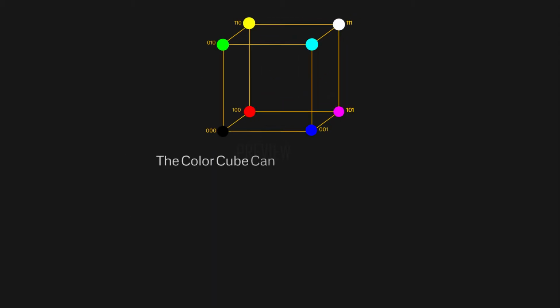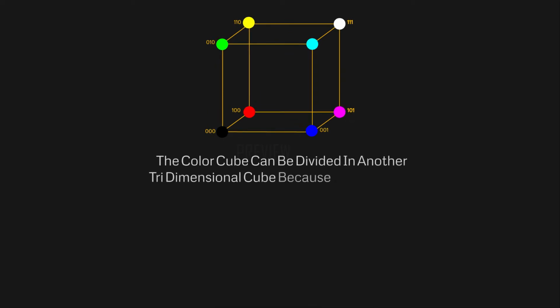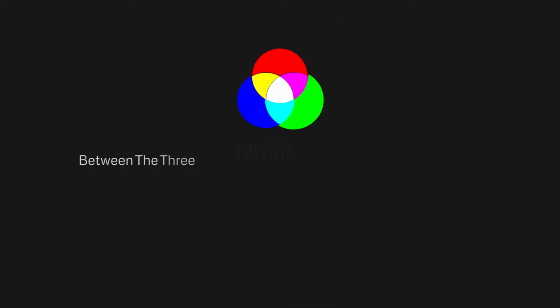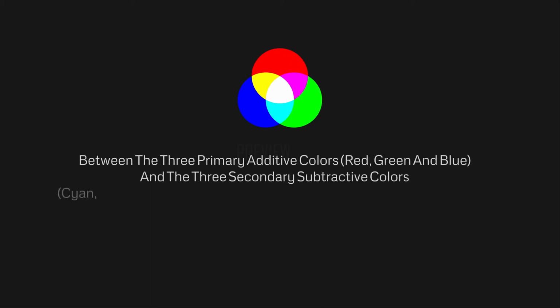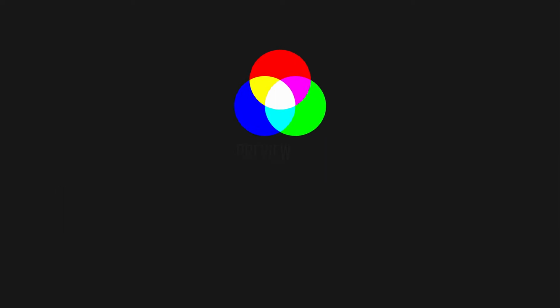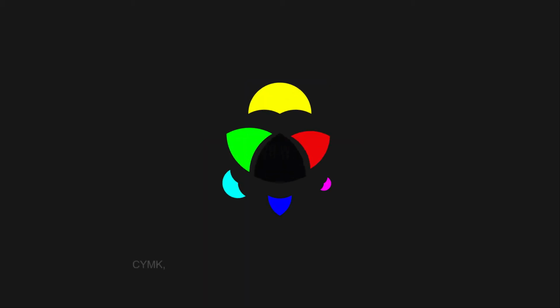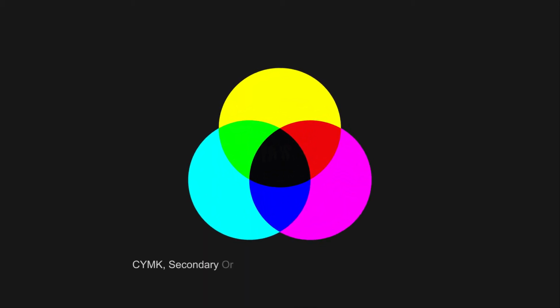The color cube can be divided in another tridimensional cube because all the colors in the world can be obtained from the three primary colors and their opposite secondary colors. Between the three primary additive colors, red, green, and blue, and the three secondary subtractive colors, cyan, yellow, and magenta, all the colors in the world can be obtained. RGB, red, green, and blue, are called additive colors because a higher saturation of these make the color darker. On the opposite, CMYK, cyan, magenta, and yellow, are called subtractive because their higher saturation make the color lighter.